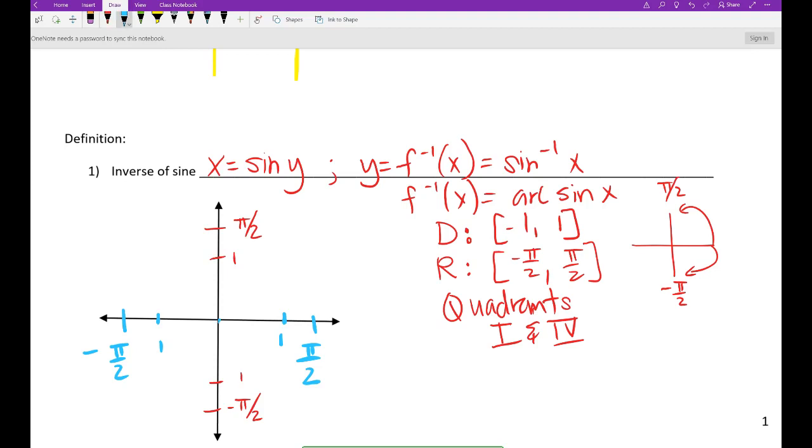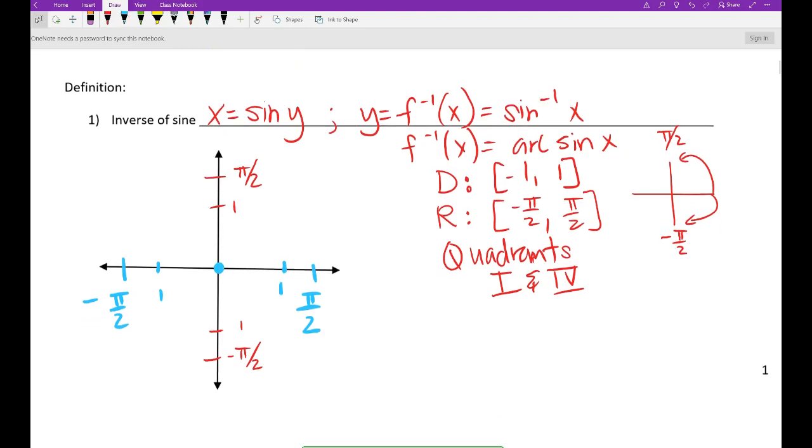Sine is 0, 0. So that's 0, 0. At pi over 2, sine is what? 1. Okay, so pi over 2, comma 1. At negative pi over 2, sine is negative 1. Negative pi over 2. Then we're just going to sketch it out, but only the restricted part, because the rest of it is not a function, I'm sorry, not a 1-to-1, so we don't need it. So this I'm going to label y equals sine of x.